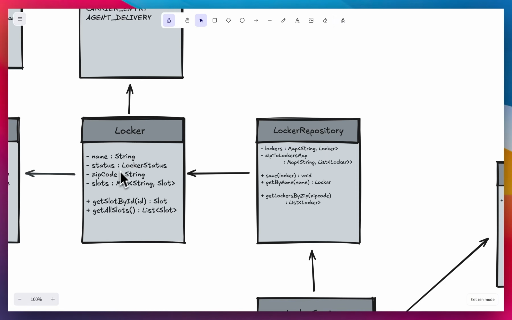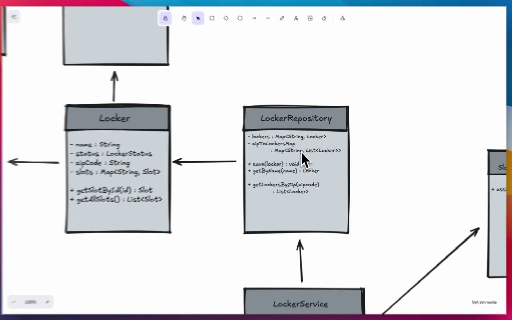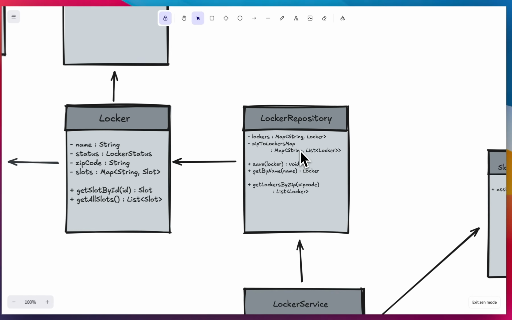And a locker will be present in one specific zip code, so it will also have the zip code. And one locker will have many slots. That's why I have this hash map, wherein the key is the slot ID and the value is the slot object. Since I want to fetch all the lockers based on the zip code, I also have this map, wherein the key would be the zip code and the value would be the list of lockers which are present in that zip code.